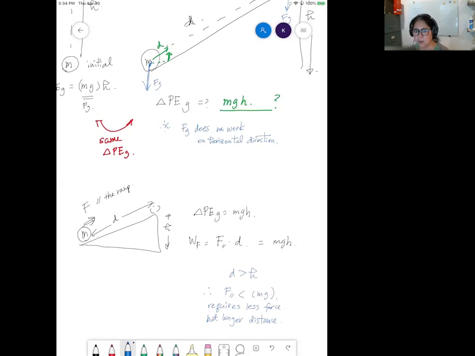Does that make sense? So when you use the ramp, the work you're doing is the same. Either you're bringing it up vertically or going along the ramp, the work you do at the end is the same thing. But by walking the longer distance to get to the same final location, you don't need to push as much. Sure, you have to walk a longer distance, but you don't need to push as much to give the same result.